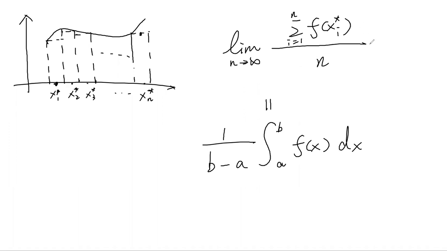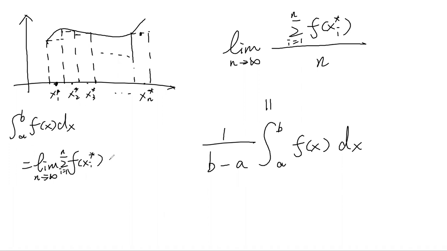And this is because if you recall the definition of integral, which is the sum of f of xi star times delta x. Right. The integral from a to b of f of x dx is equal to the limit as n goes to infinity of the sum of i from 1 to n of f of xi star multiplied by delta x.